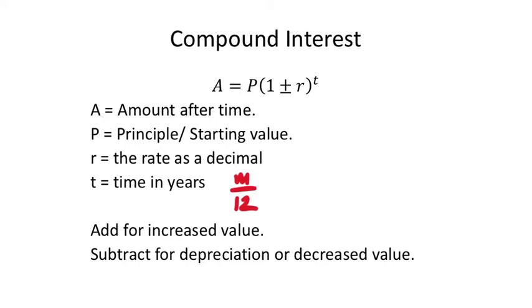Now notice it says the rate has to be expressed as a decimal, right? So when we look at the rate here, like they said, the rate here is 5%. Okay, we need to remember how to change these percentages into decimals. It's just moving the decimal 2 times to the left. So as a decimal, this would be 0.05.